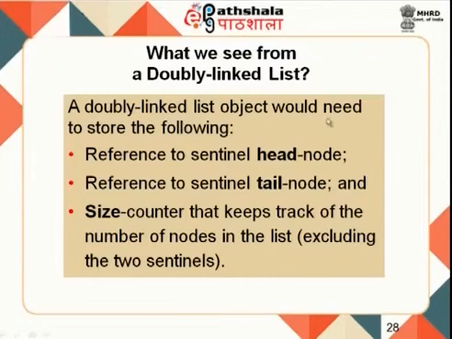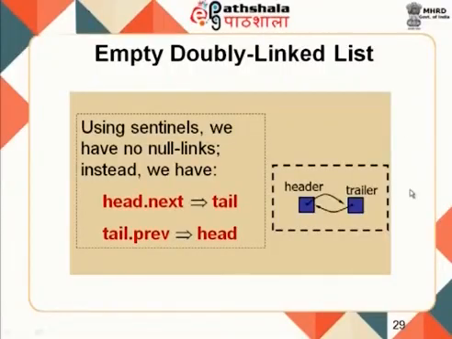So, a doubly linked list object would need to store the following: the reference to the sentinel head node, the reference to the sentinel tail node, and a size counter that keeps track of the number of nodes in the list. When you count the number of nodes, you do not count the two sentinels. This is an empty linked list which has the two sentinels.